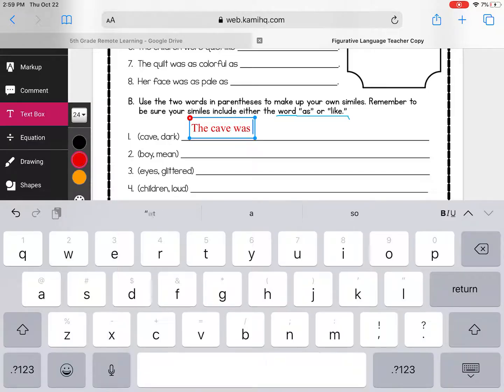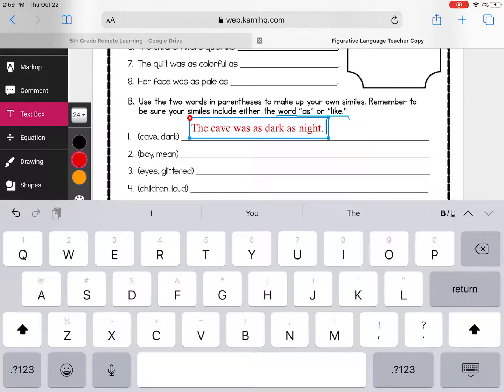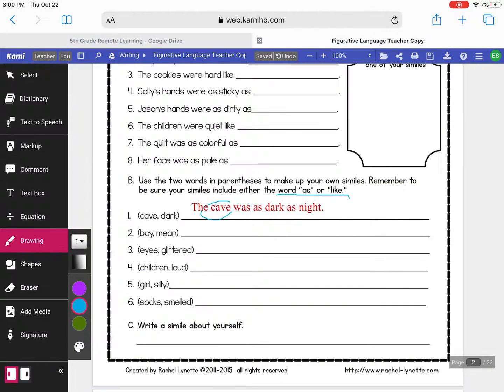was as dark as, I use the word as, I have dark. Now I have to think of a word or something, a subject that is dark. The cave was as dark as, dark as night. Ooh, there we go. We know night is really dark, so we're comparing the two things. Again, I've got a subject, and then how we're comparing it using like or as.